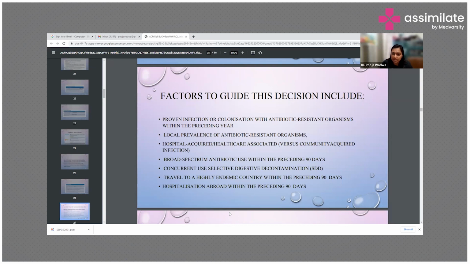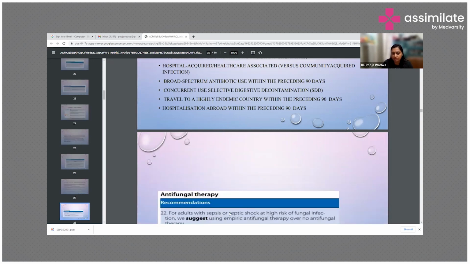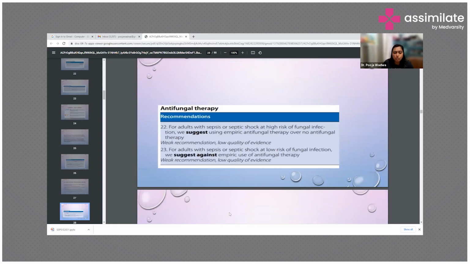Hospital acquired infections or healthcare associated infections are usually MDRs. Then broad spectrum antibiotic usage in the preceding 90 days. So if you have already used broad spectrum antibiotics, there is a high probability that the patient will be infected with MDR. Now, concurrent use of SDD, that is selective digestive decontamination, and travel to a highly endemic country within the last 3 months or hospitalization within the last 3 months. These are all high risk for developing an MDR infection. So we have covered antibacterial gram-negative therapy, gram-positive therapy.